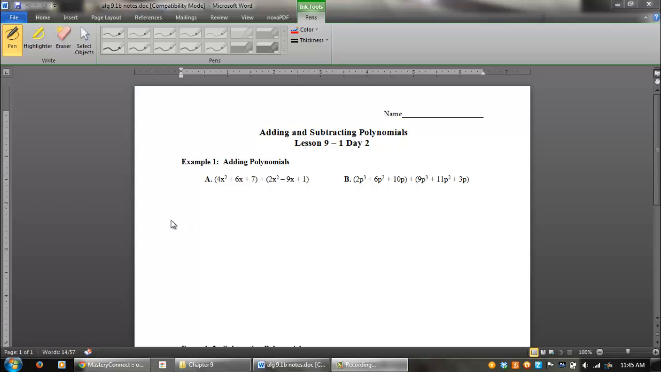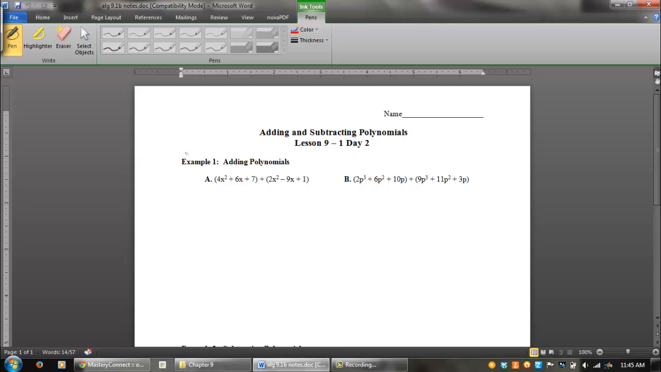Okay class, today we're going to be adding and subtracting polynomials. This isn't too difficult. It's a lot like combining like terms. So if we have this polynomial, 4x squared plus 6x plus 7, plus 2x squared minus 9x plus 1, we're going to add these together.